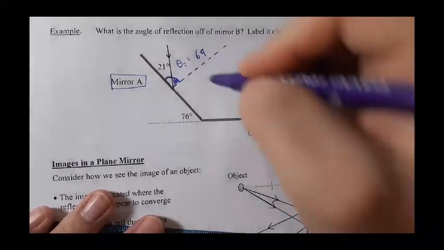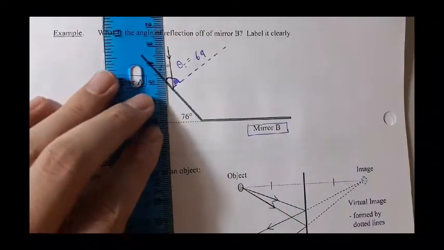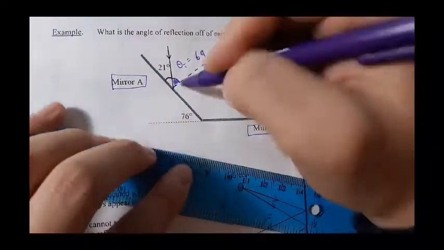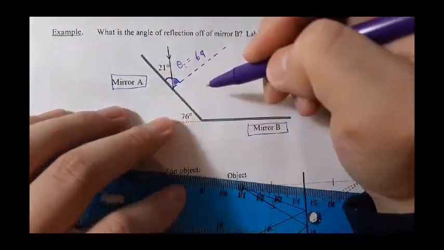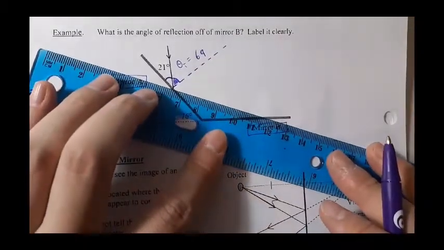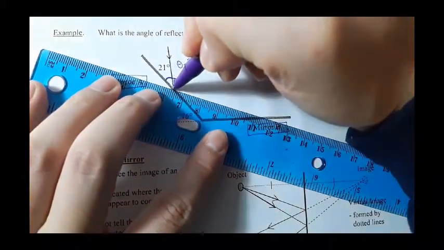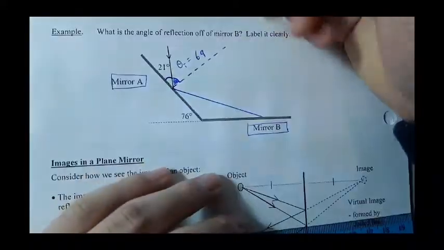So once I get the 69, here's your second part. I need to create that much of angle to the other side. That's where a protractor can play a huge role, but you can kind of guesstimate too, as long as mathematically it's on the right track.